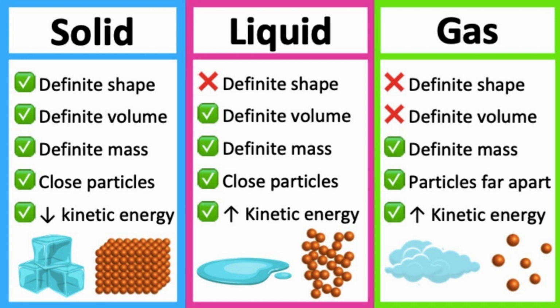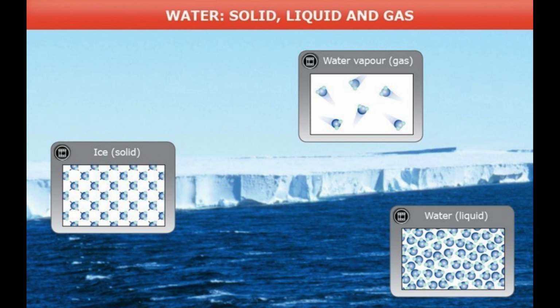Gases. Gases do not have a fixed volume and, like liquids, take up the shape of the container. Gases have a very low density. Since there is a lot of space between the particles, gases can be compressed into a much smaller volume.